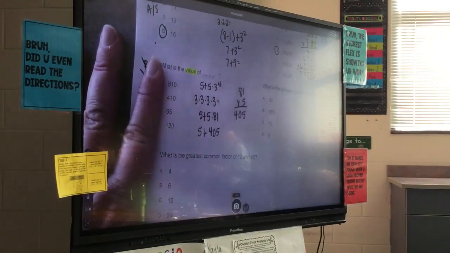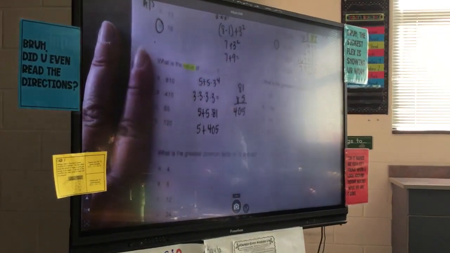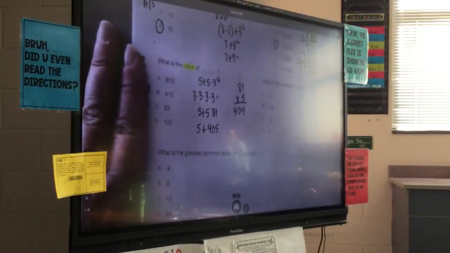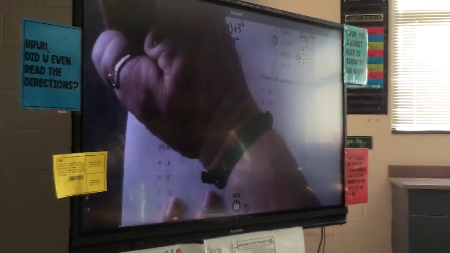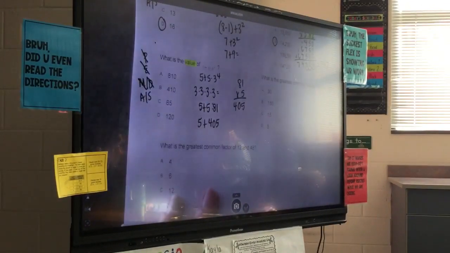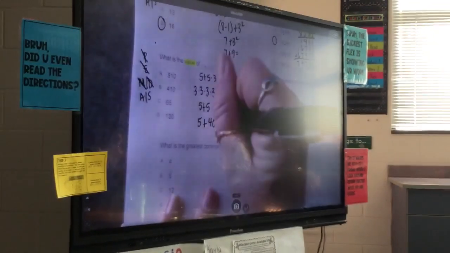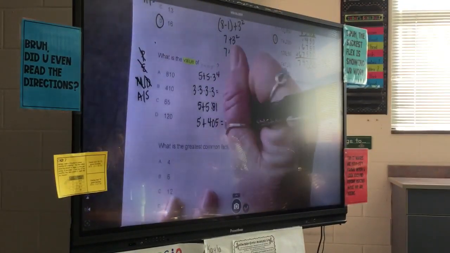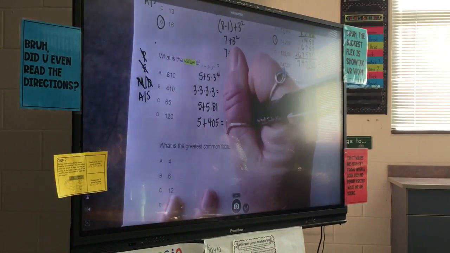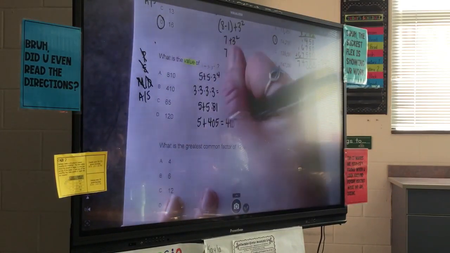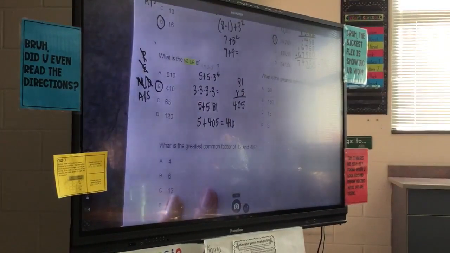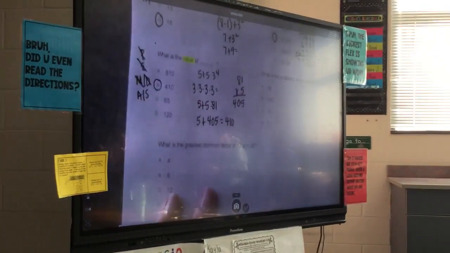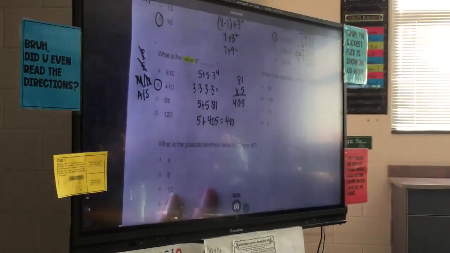How many of you guys added the 5 plus 5 first? Y'all are killing me. All right, we don't have any division. Now we do our addition. So 5 plus 405 equals 410. Now, do they give you 810 as an option?